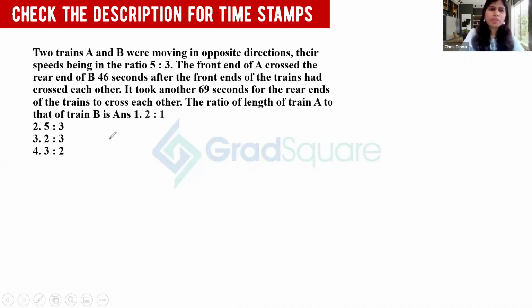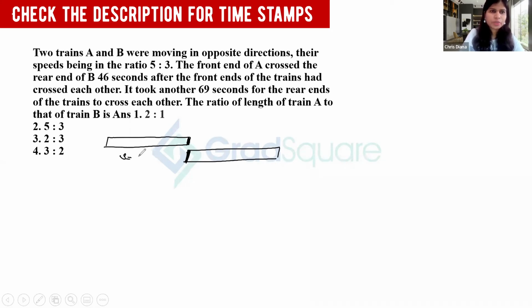Two trains A and B were moving in opposite directions, their speed being in the ratio of 5 is to 3. The front end of A, okay, so this is like a trains question. So let me draw two trains here. So this is train A, okay. So both of them are going in opposite direction. Let me draw them like this. Okay, so these are the engines. The ones that I've highlighted in black are going to be the engines.